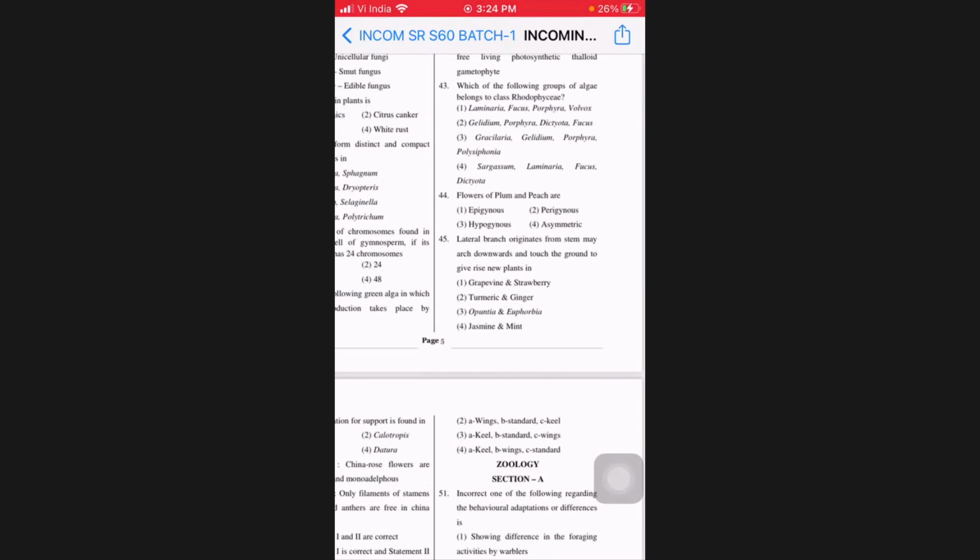44th. Flowers of plum and peach are perigynous. Plum, peach, rose: double P R were examples of perigynous condition.